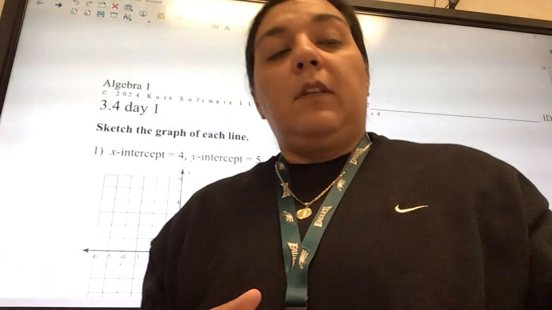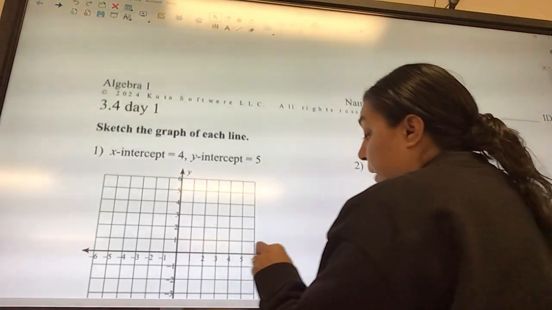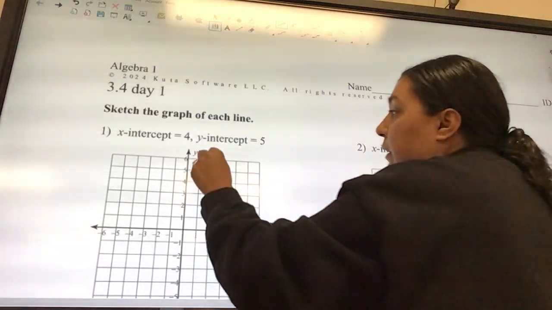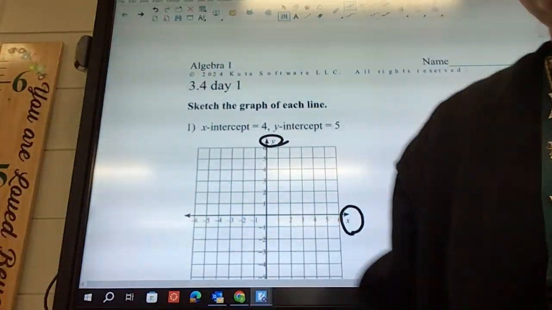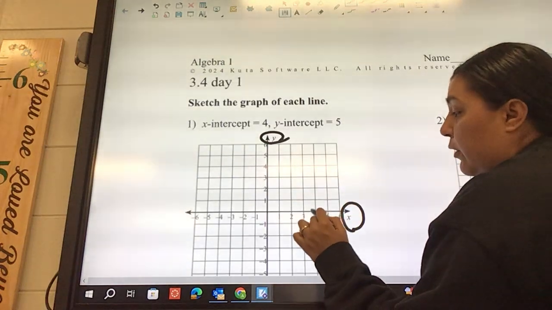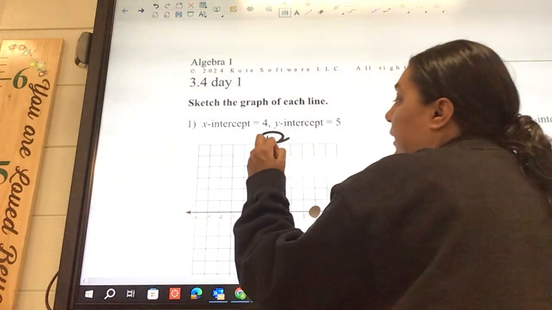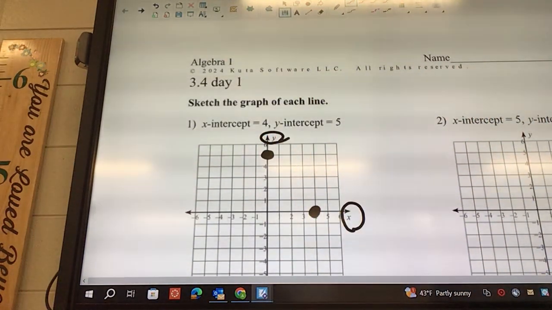But really, when we're looking at a graph, here is my X line, and this is my Y. It says that the X-intercept is at 4. So we're going to go to our X line and find the 4, and we're going to put a big dot. Then we're going to go to the Y line and find the 5. So here's my Y, and we're going to mark it on 5. Okay, so I've marked the 2 intercepts now.